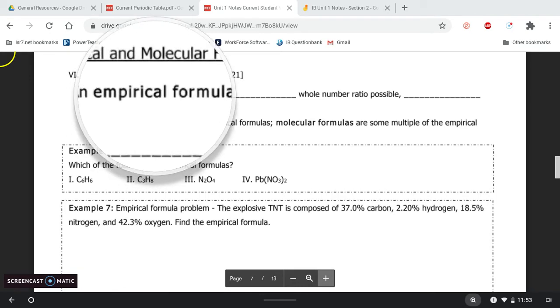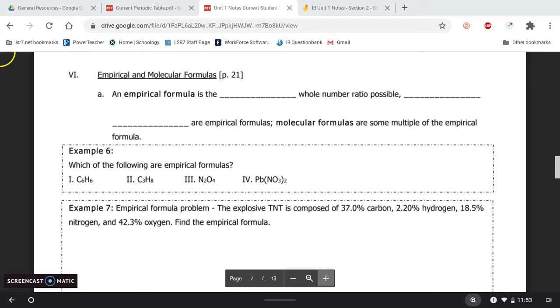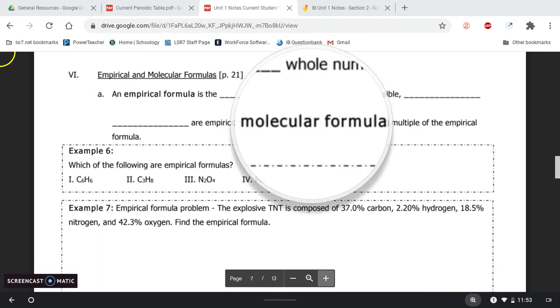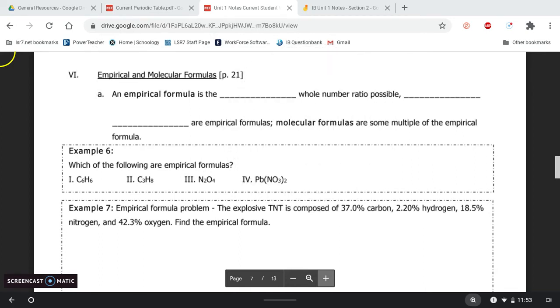So we got the empirical formula here, and then we got the molecular formula. What I want you to remember is that the empirical formula is what you're used to. That's simplifying things and reducing them. In that first blank, write that the empirical formula is the lowest whole number ratio. It's the lowest. That's what you want to write in that first blank.